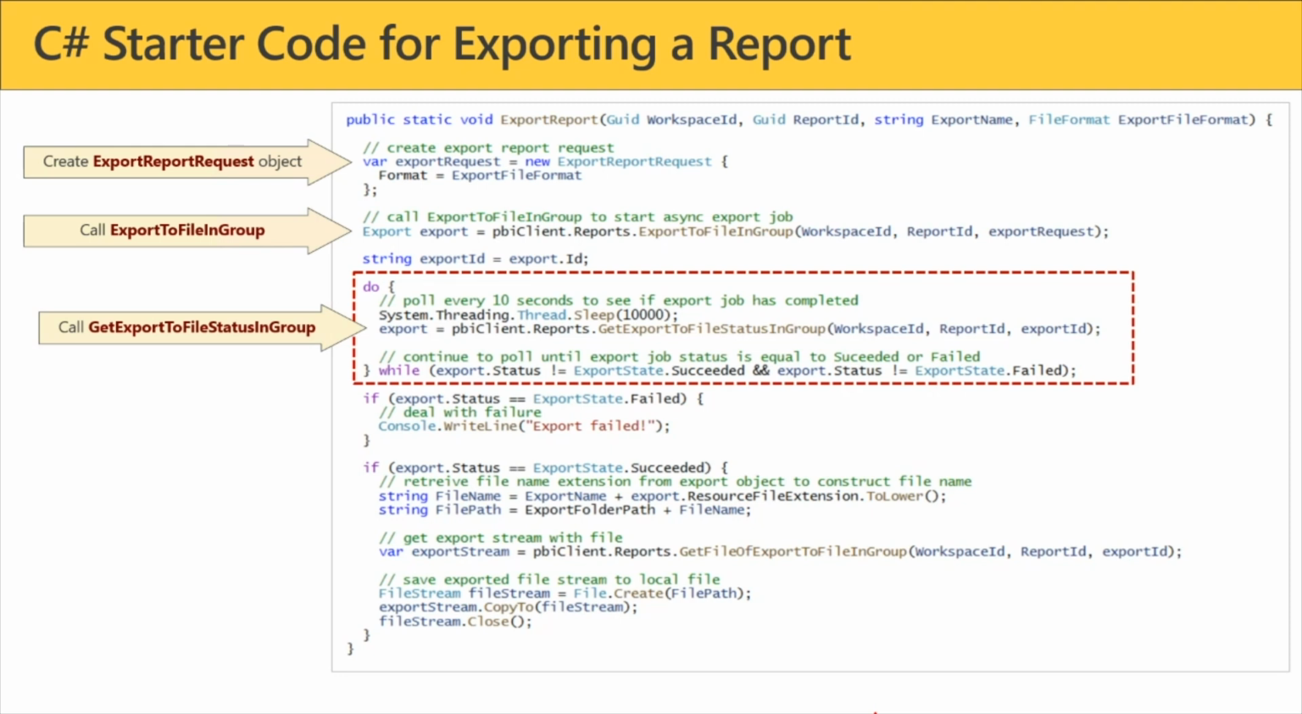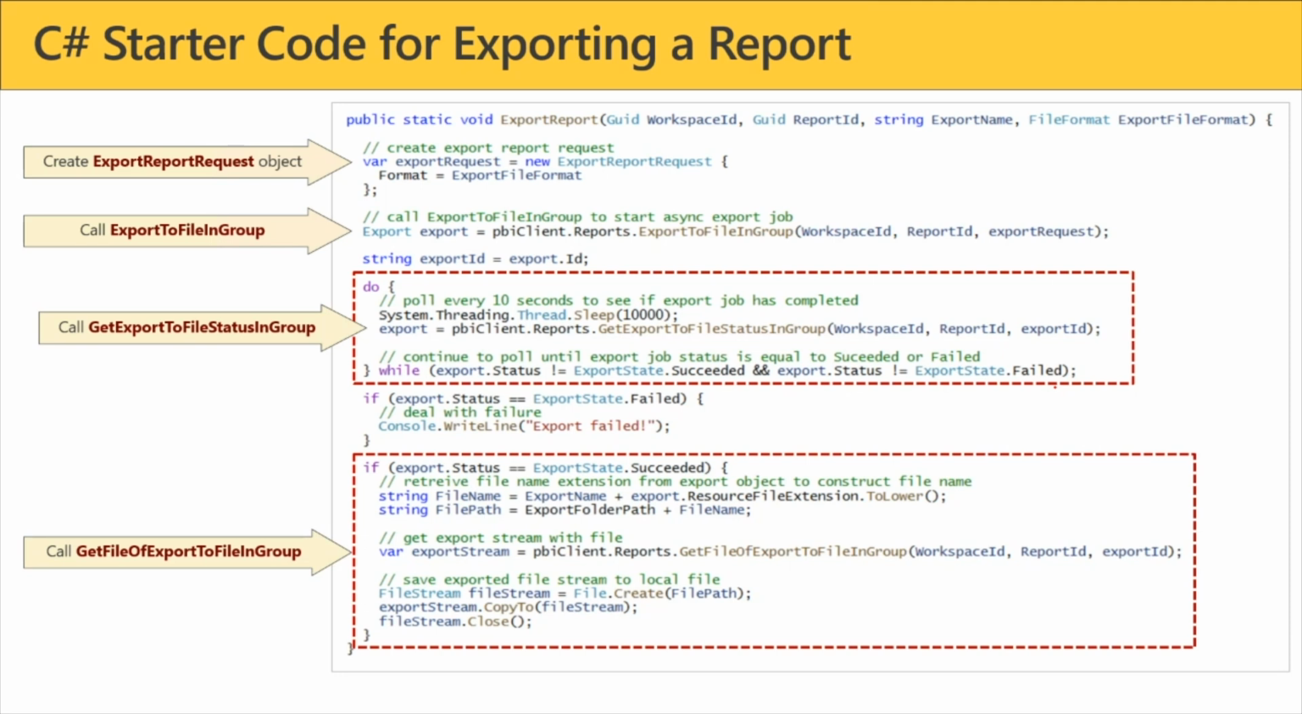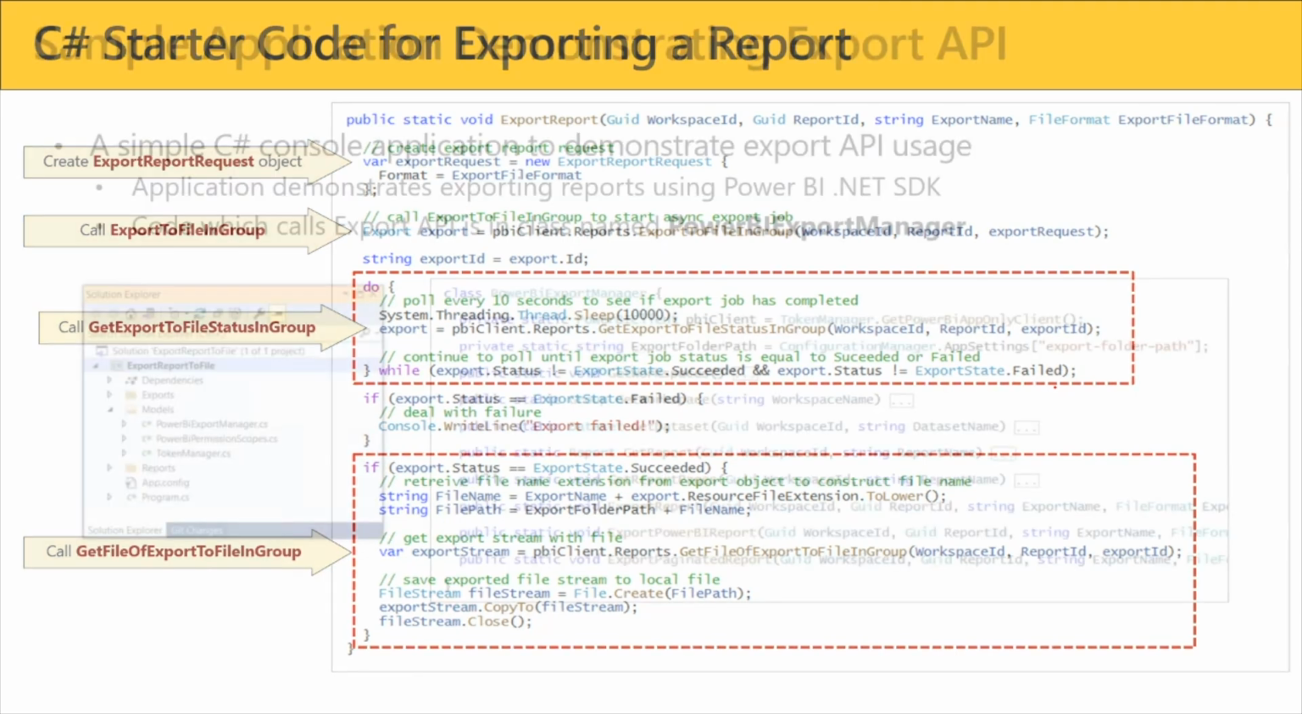And the idea is that now where I'm in the are we there yet phase, we're going to call the get export to file status in group. And if you look below here, one of the things that we're going to look for, hopefully, is we have a succeeded flag. If we get a failed flag, there's no use in hanging out inside of the loop either. So once we see one of those, we're going to drop out of the loop. And as long as we're succeeded, now we're going to call get file of export to file in group. And that actually gives us a stream, allows us to take and return.